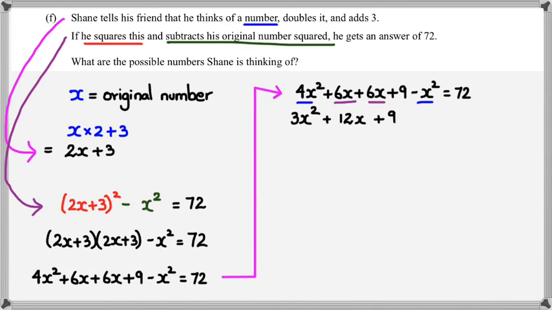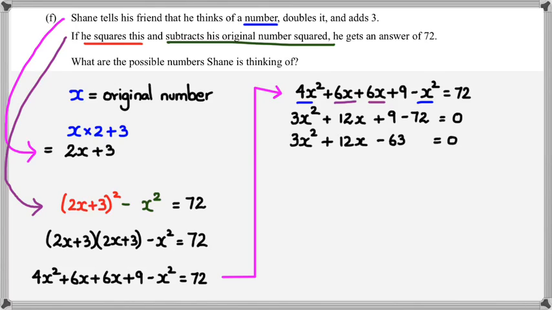And remember, when you're dealing with quadratics, you always want to make one of the sides equal to 0 so you can factorize. So I'm going to get rid of the 72 and bring it to this side, which is minus 72 equals 0. So from here, I've got 3x squared plus 12x minus 63 equals 0.